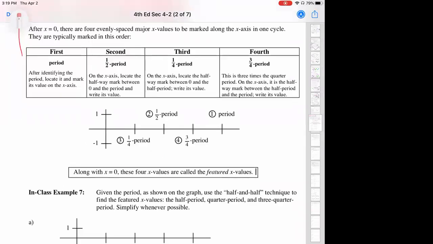So first, after identifying the period, locate and mark its x value. Second, on the x-axis, locate the halfway mark between 0 and the period and write its value. Third, the 1/4 period: on the x-axis, locate the halfway mark between 0 and the half period, and write its value. Fourth, the 3/4 period. This is 3 times the quarter period on the x-axis. It is the halfway mark between the half period and the period.